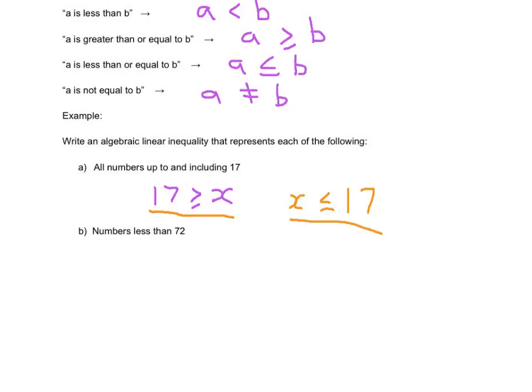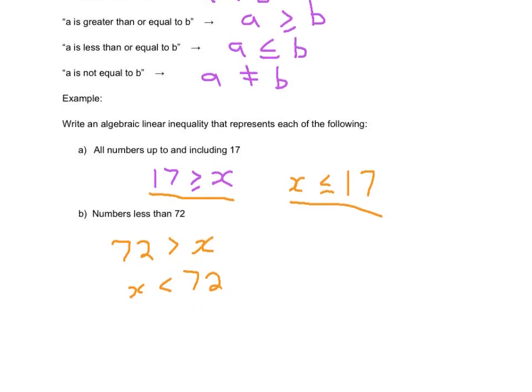Okay. Then we've got another one here, numbers less than 72. So same thing, that means 72 is going to be the biggest one. Now it's just less than. It doesn't say anything about it including it, so we're just going to use the less than, or sorry, in this case the greater than sign. So 72 is greater than x, or alternatively you could say x is less than 72. Okay, either of those would represent that statement.